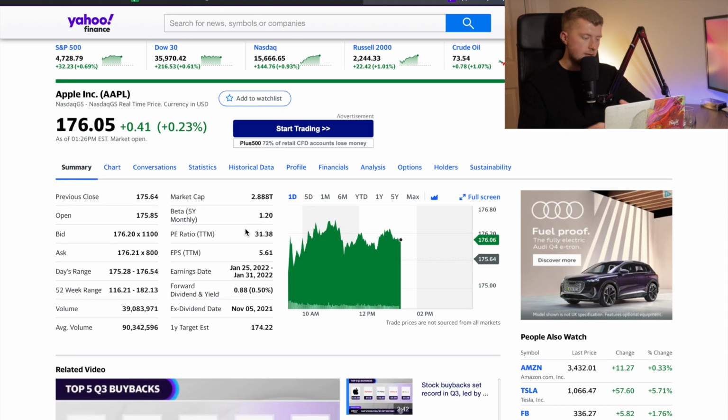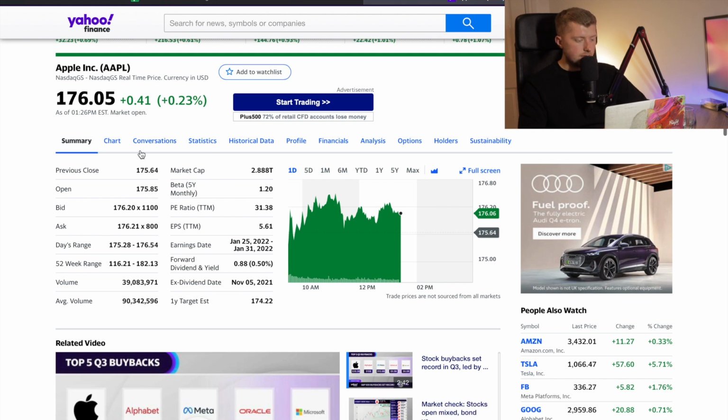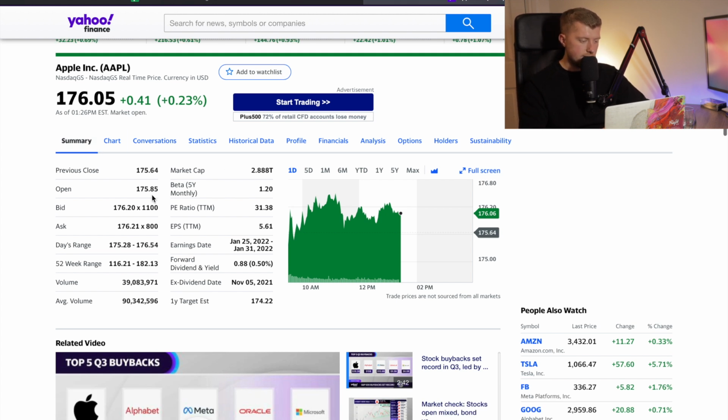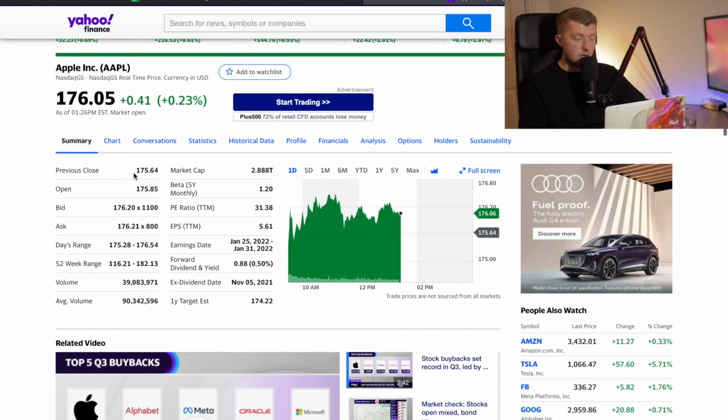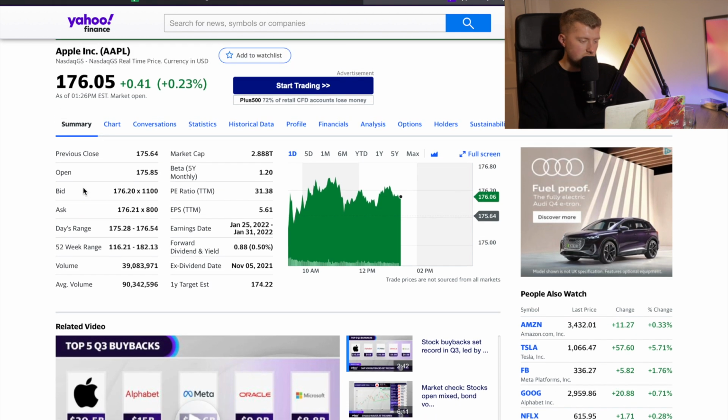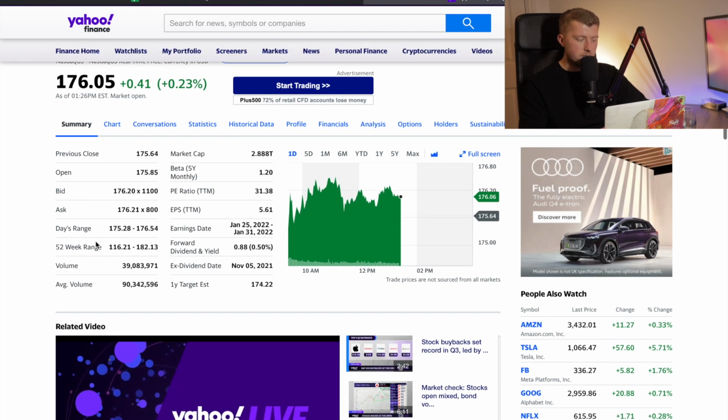Over on the left hand side of the screen, you can see Apple, the ticker symbol AAPL. You can see the current market price of $176, which is up 0.23% today. Moving down then, just as highlighted here, you can see the previous close for Apple's stock price, when the market closed. You can see the open price. You can see the bid and the ask, which are a little bit less relevant, if you like.